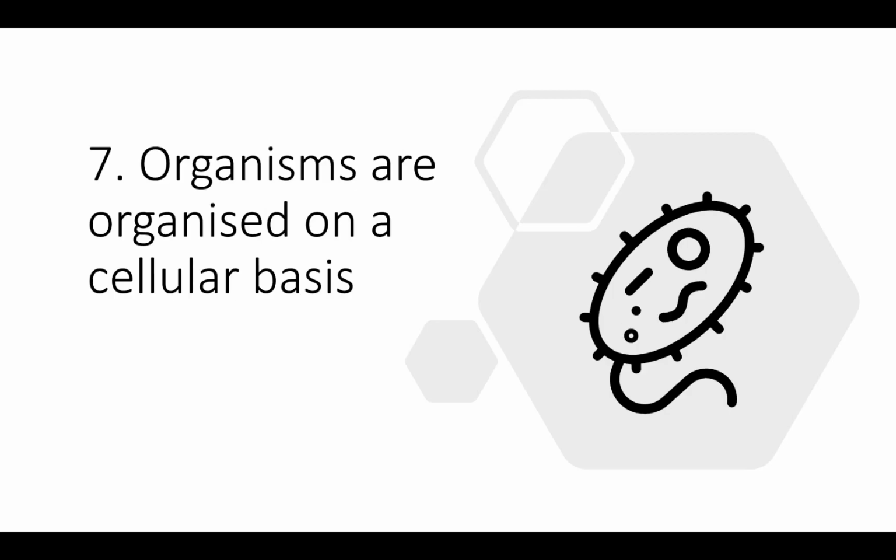Organisms are organised on a cellular basis. All organisms are made of one or more cells. Multicellular organisms have cells that have differentiated according to their function. All the basic functions of life are a result of what happens inside these cells, which make up an organism. And growth is a result of multiple cell divisions, the cells dividing and making the organism bigger.